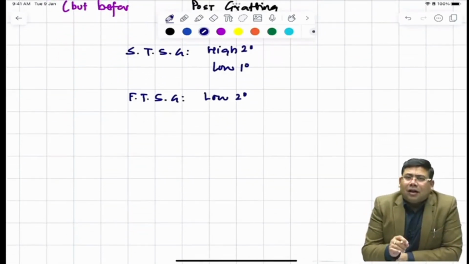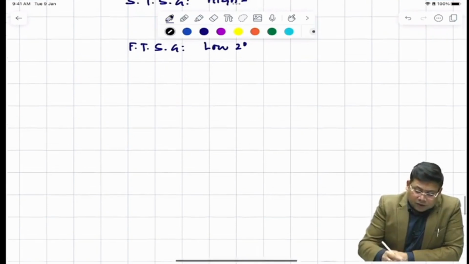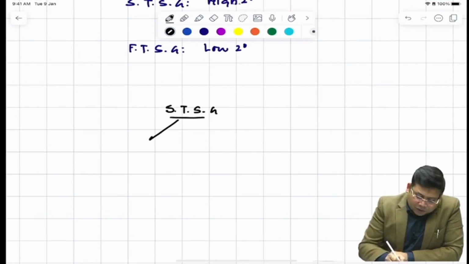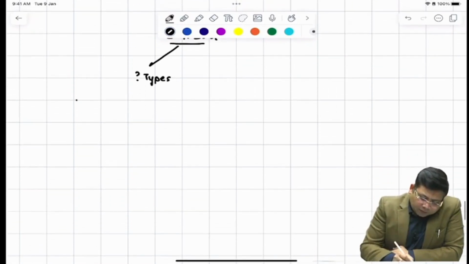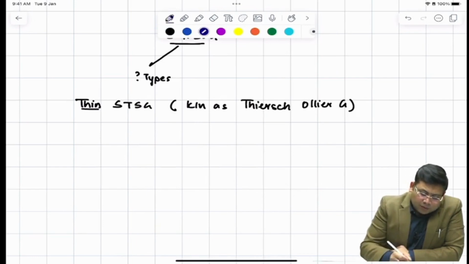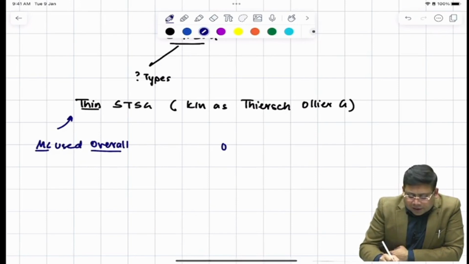So split thickness skin graft, due to its excessive availability, is the most commonly used graft. This is very important. Two lines on the split thickness skin graft. What is the concept of split thickness skin graft? You are going to split the variable thickness of the skin, and split thickness skin grafts are further of 3 subtypes. We have the thin variety, the thin split thickness skin graft, which is also known as Thiersch-Ollier graft, and this is the most commonly used overall graft. When we talk about their thickness, it is 0.006 to 0.014 inches thick, and this is very important.